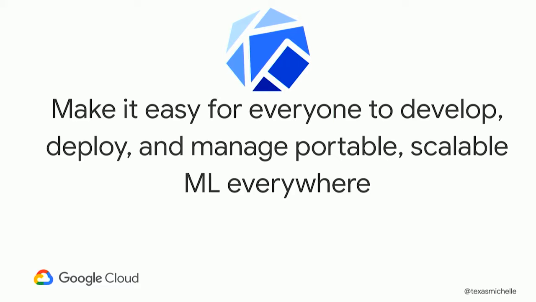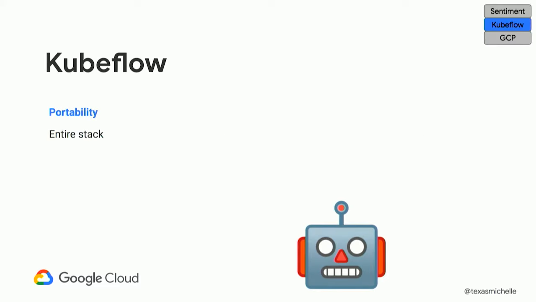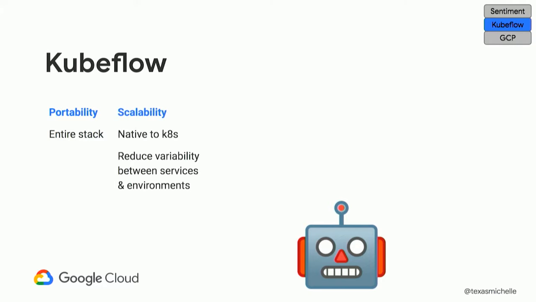Fundamental to the Kubeflow project is to make it easy for everyone to develop, deploy, and manage portable, scalable machine learning everywhere. So portability, very important, not just our application, but the entire stack. We care about scalability. This is why it's native to Kubernetes. This is what allows us to reduce the variability between our physical environments, and not just that, but between our microservices as well. We don't have to care about where services are running because we can just call it by name. We don't have to worry about ports and any of the networking details.